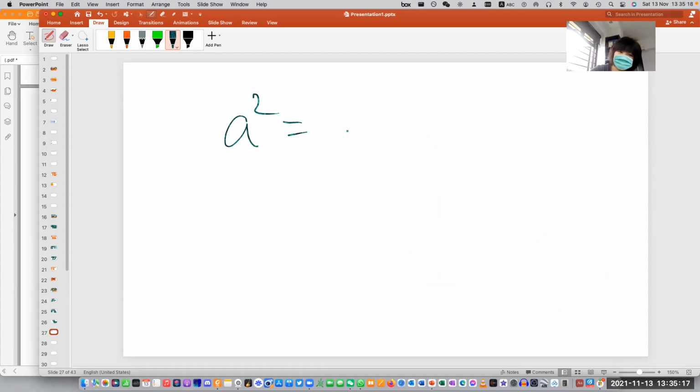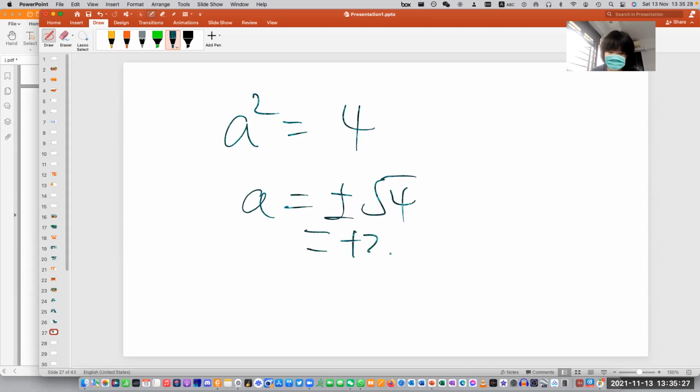Remember, this is a very common mistake. Anything to power of 2, let's say you get 4, so you need A is equal to plus minus square root 4. Therefore you get plus 2 or minus 2. Or you can also express it in this manner. This is correct, this is also correct. A square always plus minus. Next.